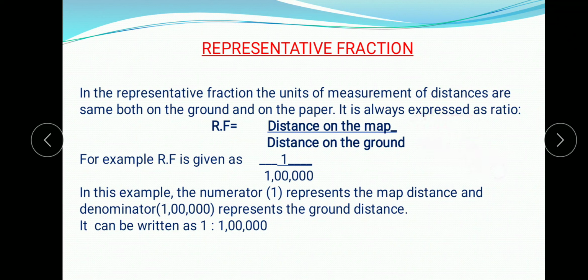For example, RF is given as 1 over 1 lakh. In this example, the numerator 1 represents the map distance and denominator 1 lakh represents the ground distance. It can be written as 1:1 lakh.